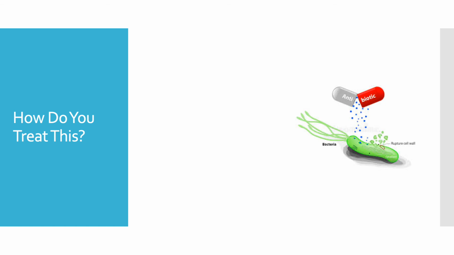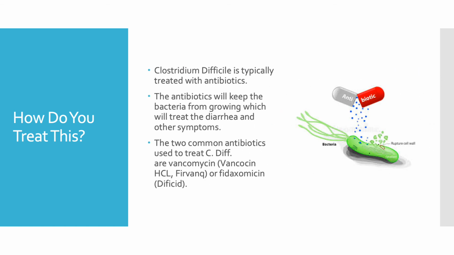How do you treat this? Clostridium difficile is typically treated with antibiotics. The antibiotics will keep the bacteria from growing, which will treat the diarrhea and other symptoms. The two common antibiotics used to treat C. diff are vancomycin or fidaxomicin.